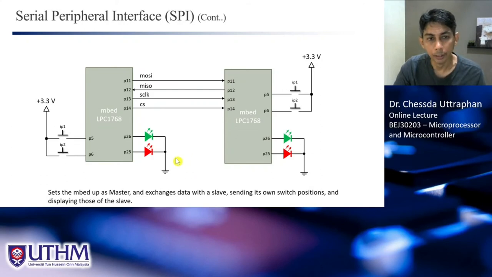Let's look at another example where we have two microcontrollers. The first one is set to be a master and the second one is set to be a slave. This demonstration shows how we connect two microcontrollers and communicate using the SPI protocol. The setting for the first and the second microcontroller is the same, where we have two press buttons here connected to P5 and P6.